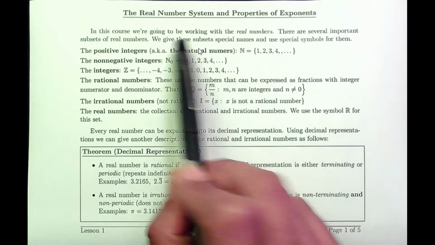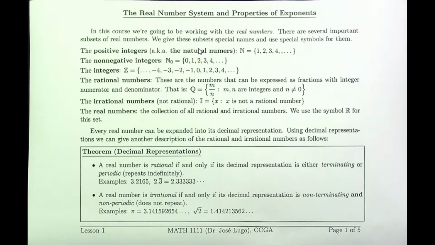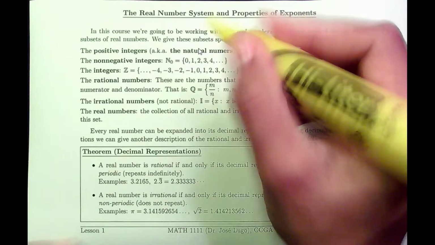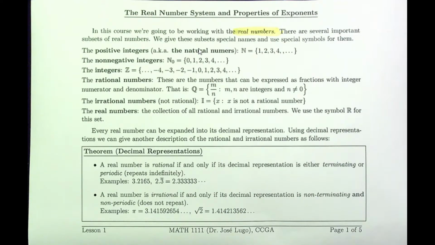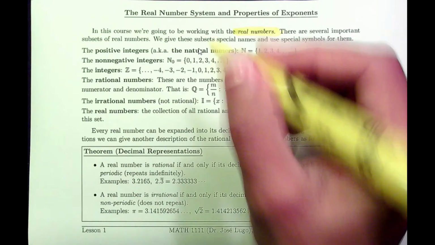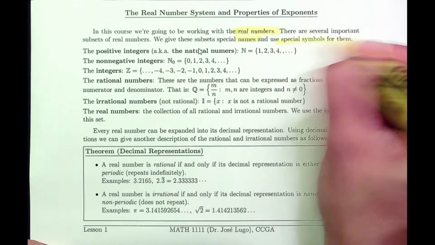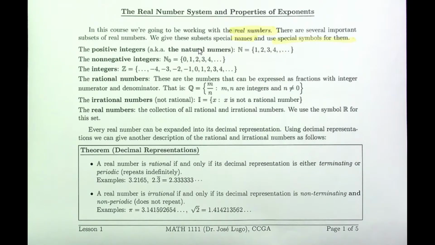In this course, we're going to be working mostly with real numbers. We're also going to be using complex and imaginary numbers, but for the most part, 90% or more is going to be real numbers. So the real numbers are the ones we are most used to. All right, and there are several important subsets of the real numbers that deserve a special mention. They are given special names, and they also have special symbols for them, and we're going to be using them as well.